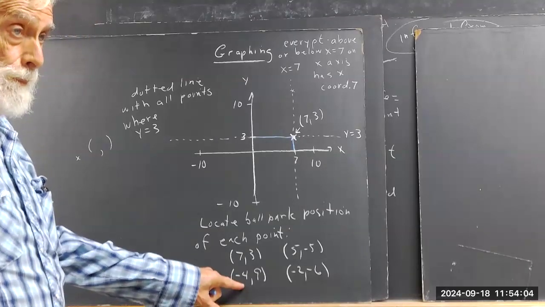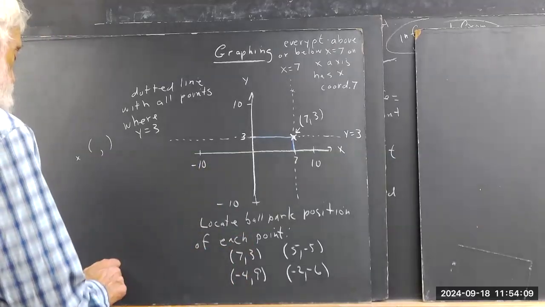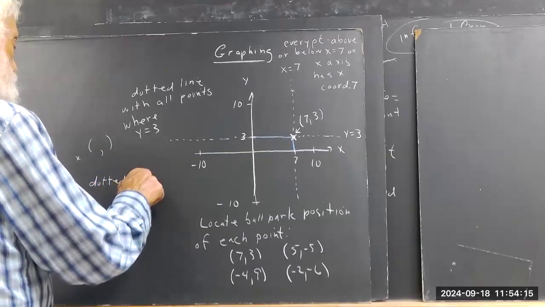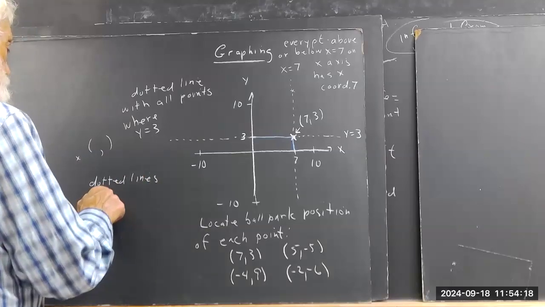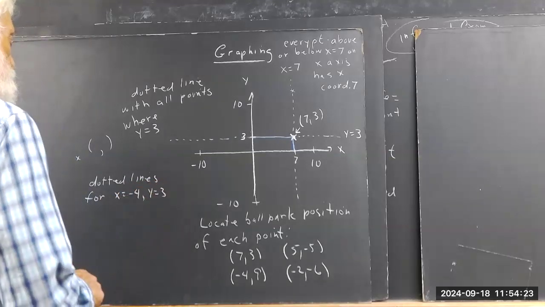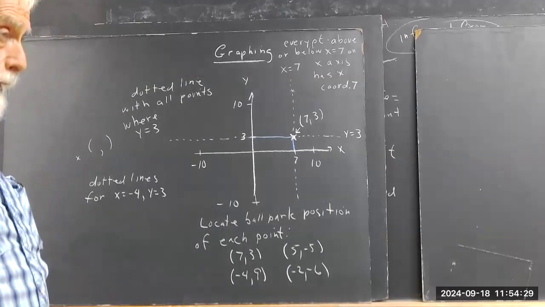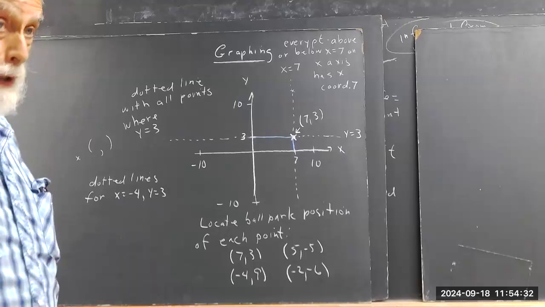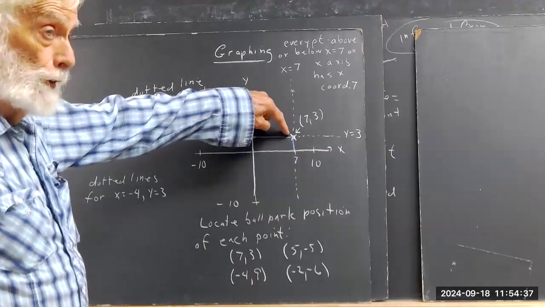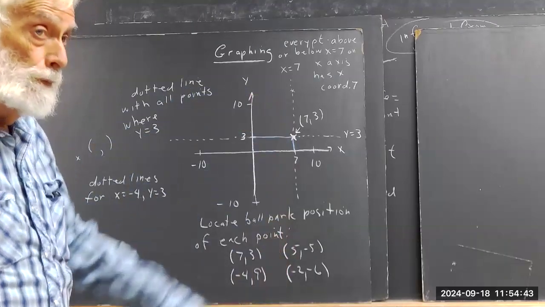-4, 9. What lines do you need? Start with the dotted line for x equals -4 and y equals 9. First, you want to locate -4 on the x-axis and 9 on the y-axis. Okay. Once you get that, do everything I did for this point, if you can. And then do it for the remaining points.